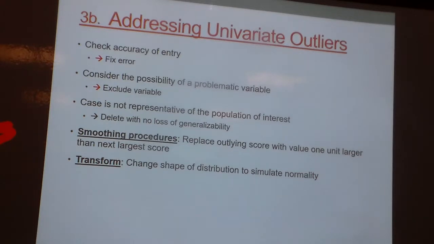But if you've got an extreme case, and it is part of the population of interest, and it's an actual true value, and you can't really justify throwing it out, what we can do, and this is common practice, hopefully this isn't a lot of data, you don't want to do this a whole lot, is use smoothing procedures, right? One of the most common smoothing procedures is to take that outlying score and give it a value 1 unit larger than the next largest score, right?